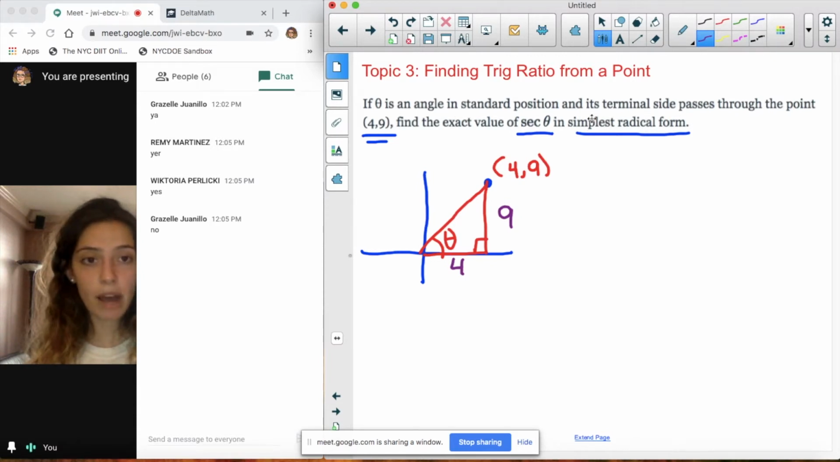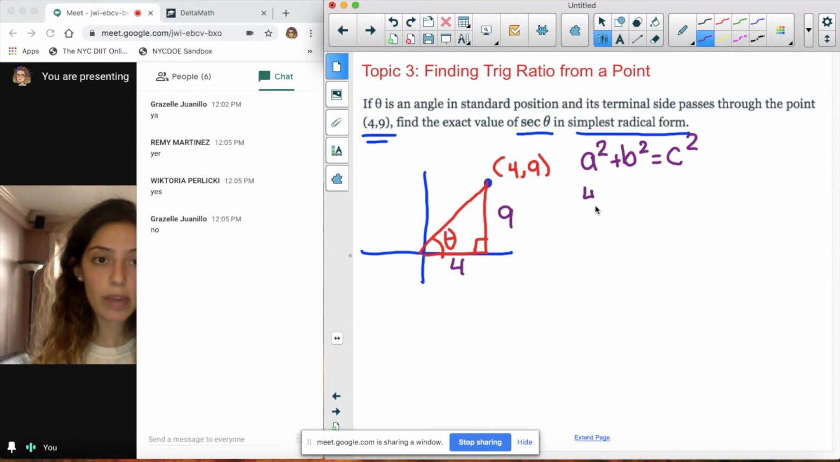To find the hypotenuse, we have to use a squared plus b squared equals c squared. Okay, you have to use the Pythagorean Theorem. A and B are your legs of the triangle. C is your hypotenuse. So we're looking for C. So we have 4 squared plus 9 squared equals C squared.